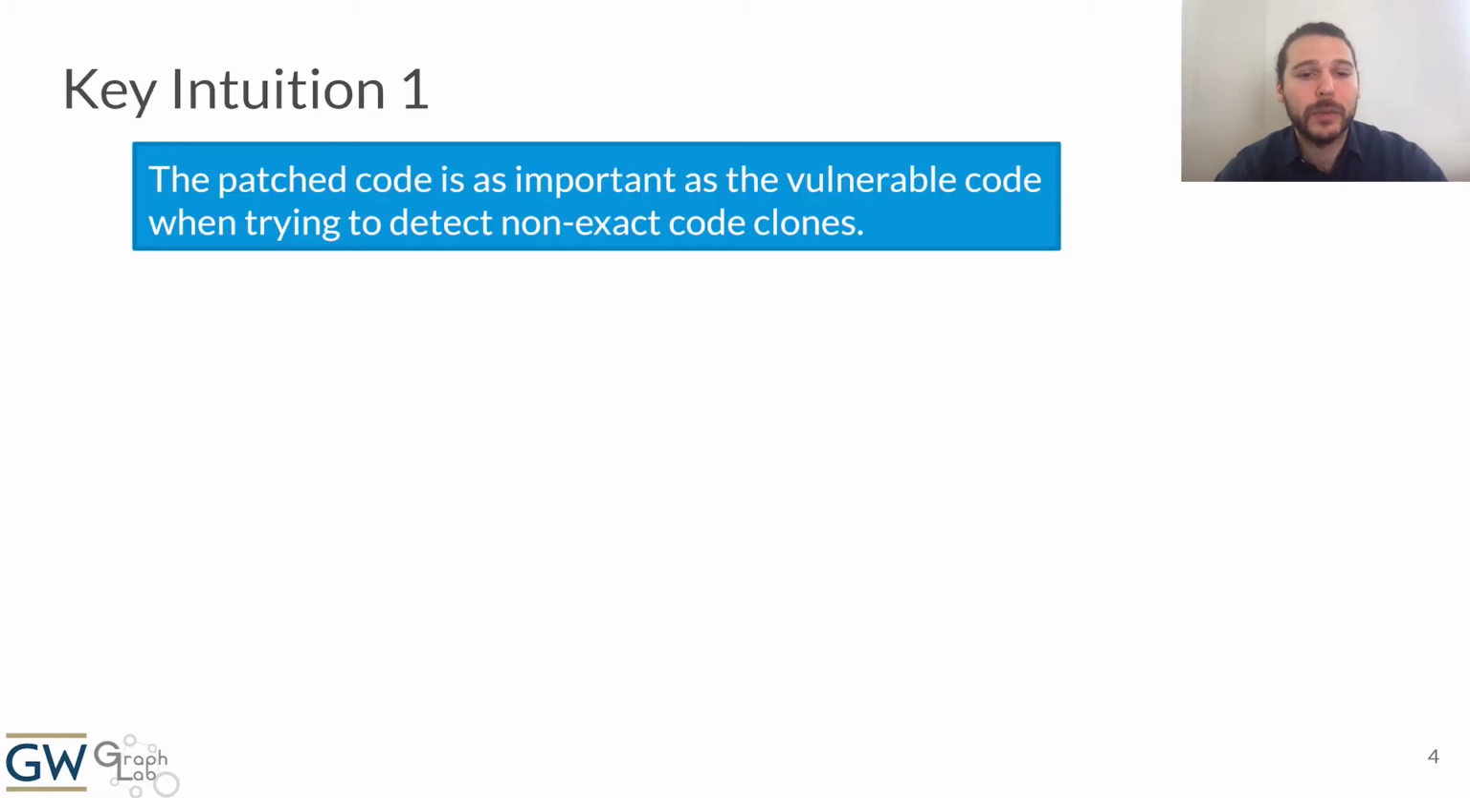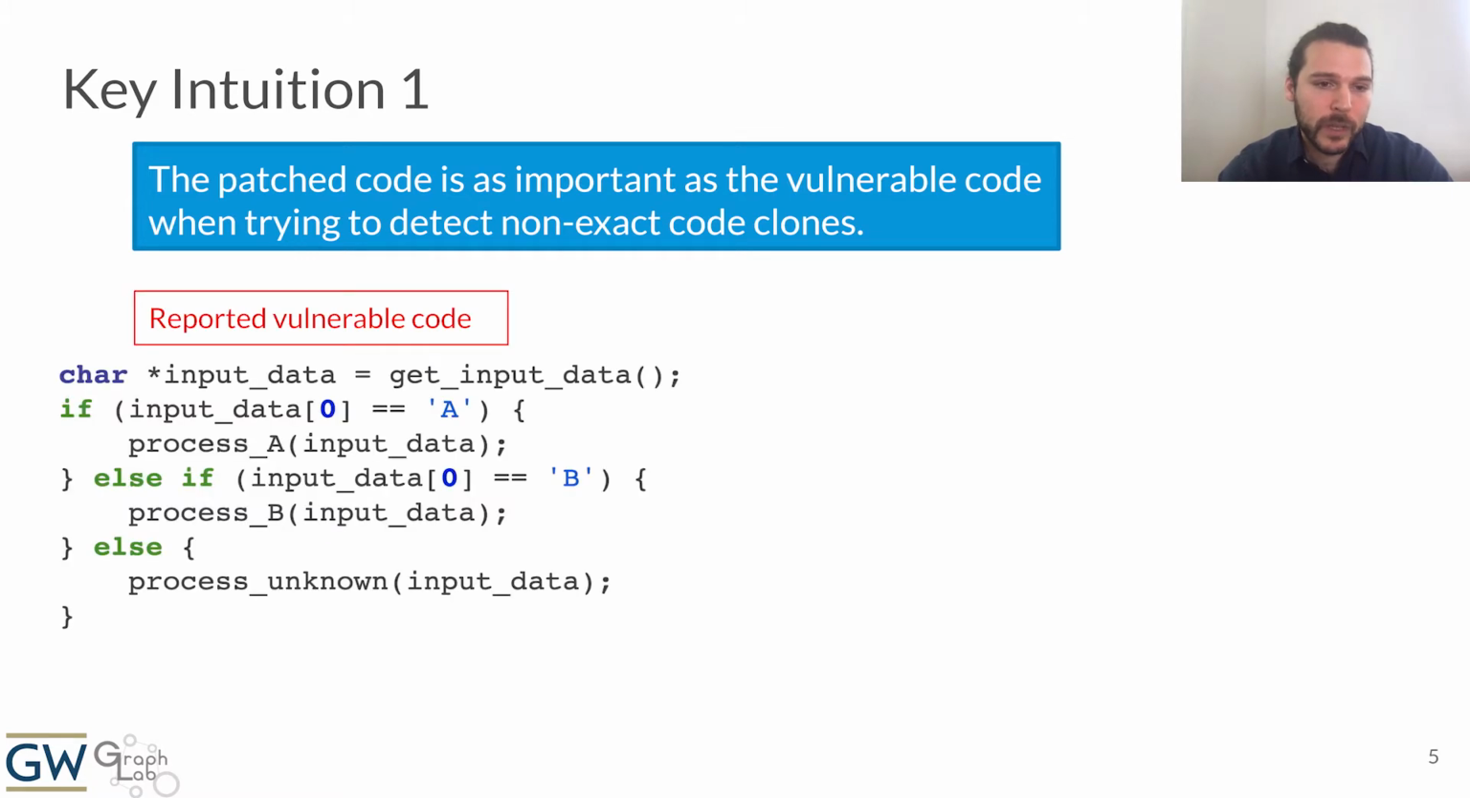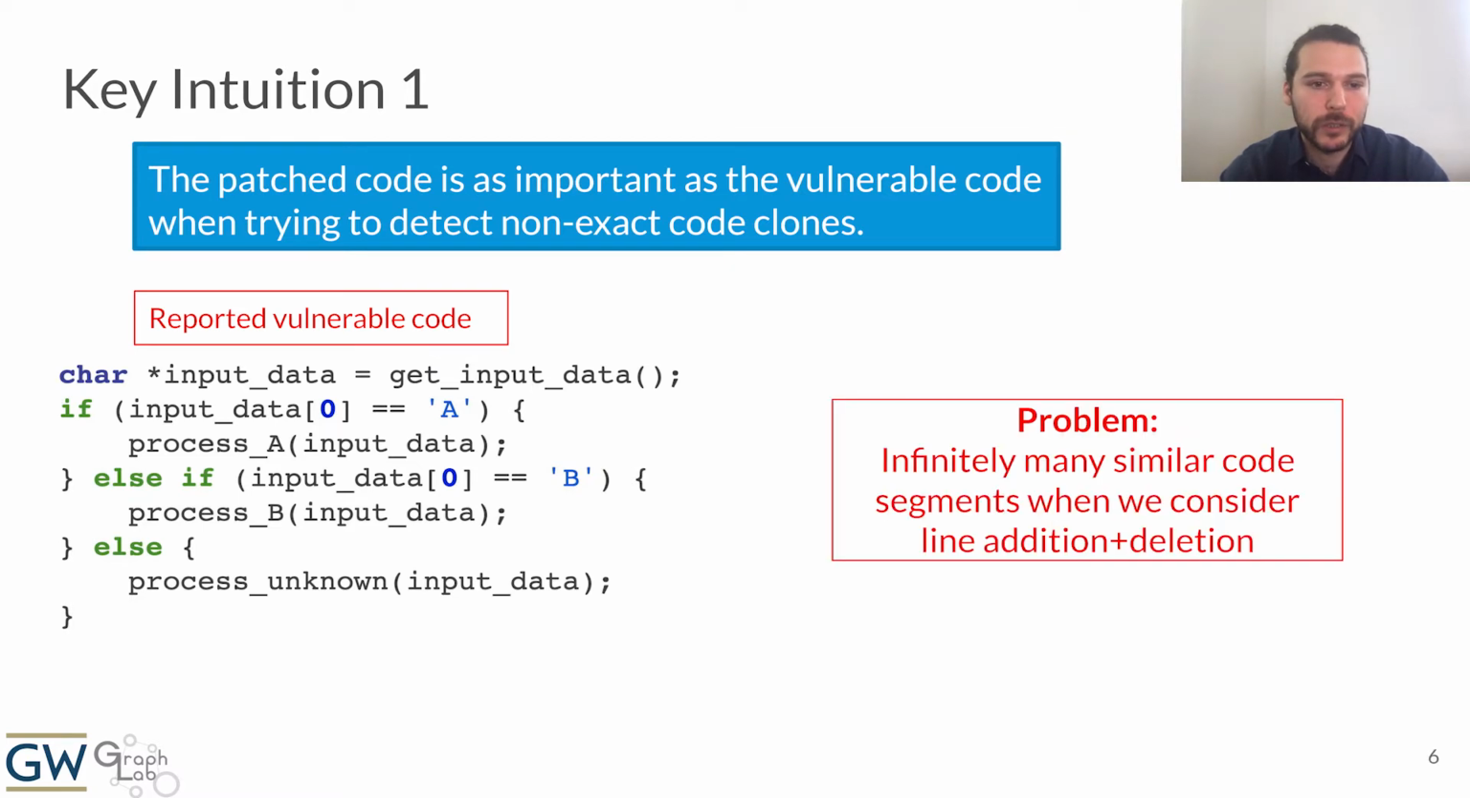Now let's talk about some of the key intuitions behind this work. The first is that the patched code is as important as the vulnerable code when trying to detect non-exact code clones. Let's look at why this is. Here is a simulated vulnerable code segment which reads some input data and based on that input data calls various processing functions. The problem when you consider line additions and deletions is that there is essentially infinitely many similar code segments, most likely even including the patch of this function.